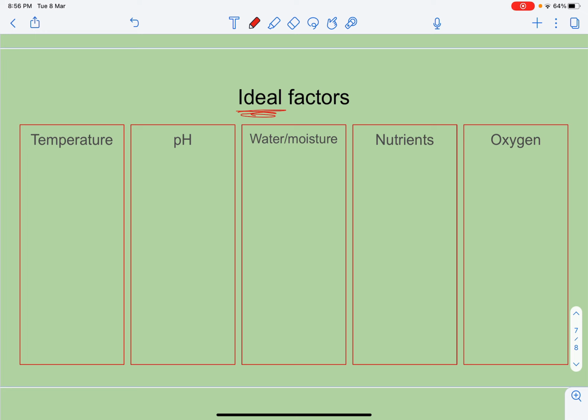And for extra points, I want you to relate that factor back to the life process. So for example, you could say the ideal temperature for yeast is 37 degrees because this is when enzymes work their fastest. And if enzymes are working their fastest, it means it can perform respiration and reproduction and nutrition the fastest as well. And this allows for a greater growth of yeast. You could do that for every single one of those as well.